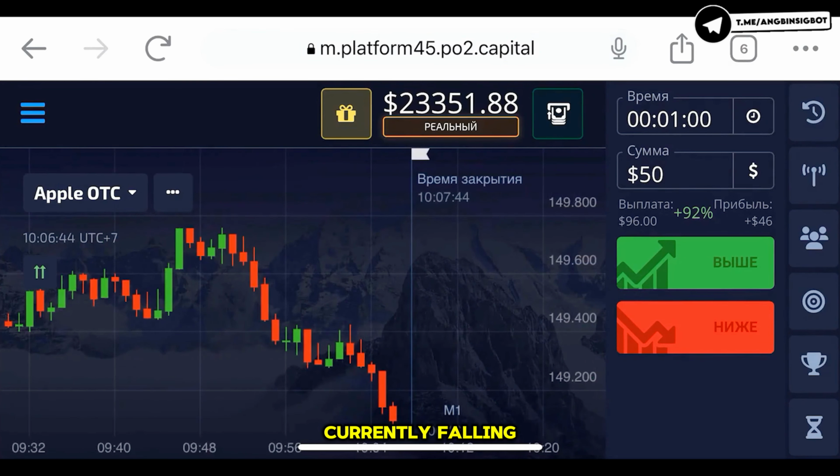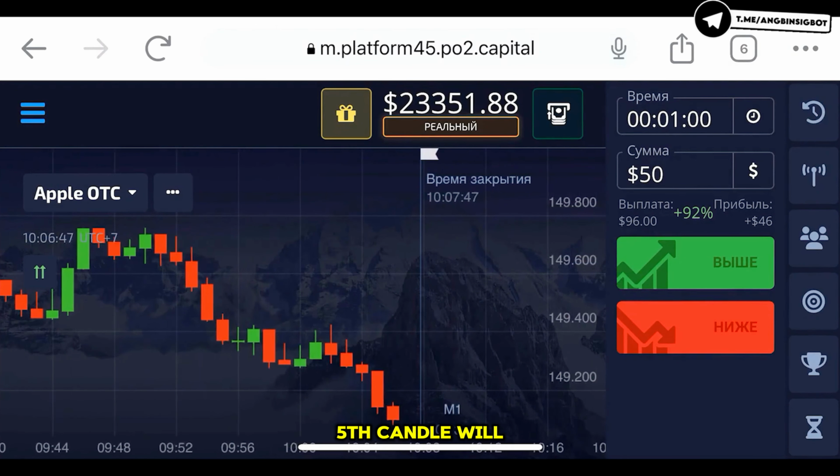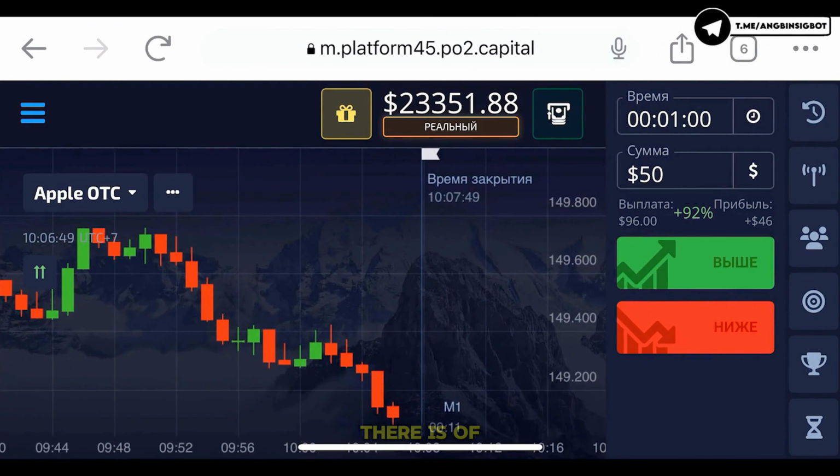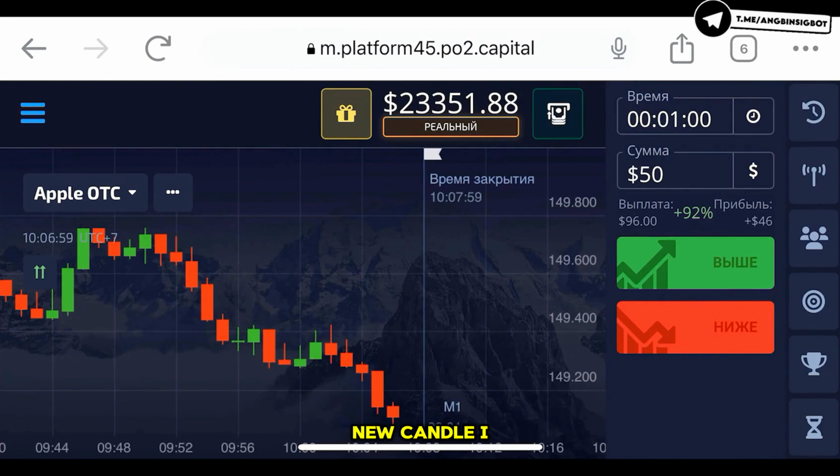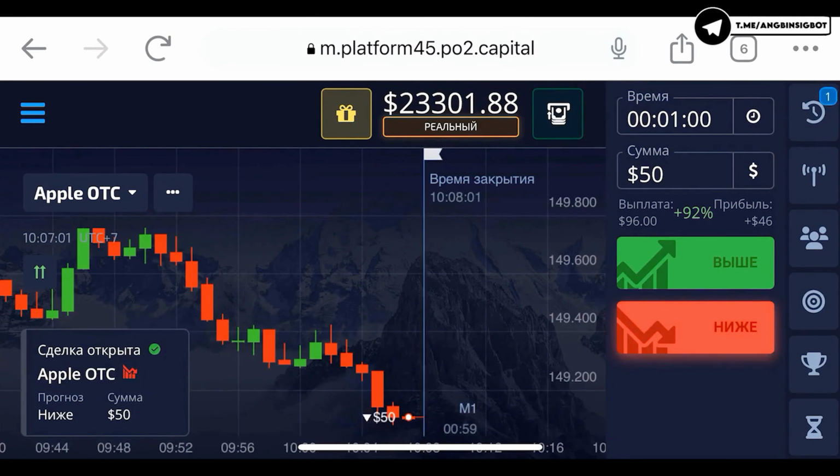Apple stocks are currently falling. I think the 5th candle will also end in red. There is of course a possibility of a pullback, but generally these are isolated cases, and it's better to always trade with the trend. There are literally 2 seconds left, and at the beginning of a new candle, I enter the trade.